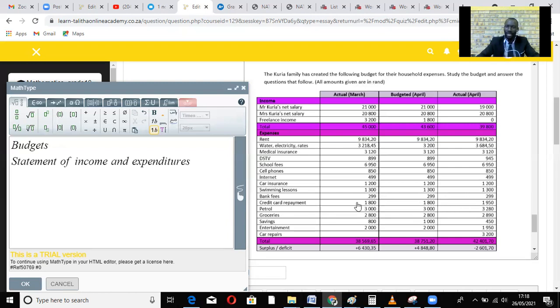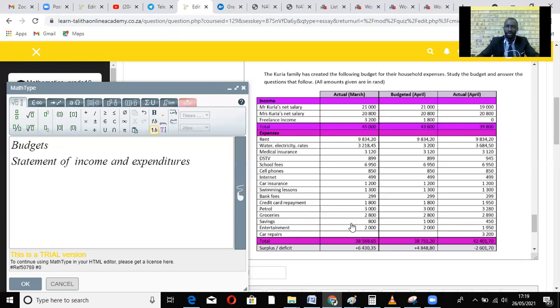We then move on to credit card repayment. Credit card repayment in March costed 1,800. Then it was budgeted that it would stay the same. It actually increased to 1,950. Then now petrol, that is petrol was 3,000 in March. Budgeted was 3,000. It increased to 3,280. Then grocery was 2,800 in March. Grocery was budgeted to stay the same, but grocery increased to 2,890.